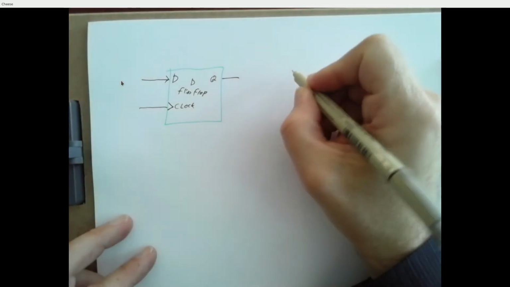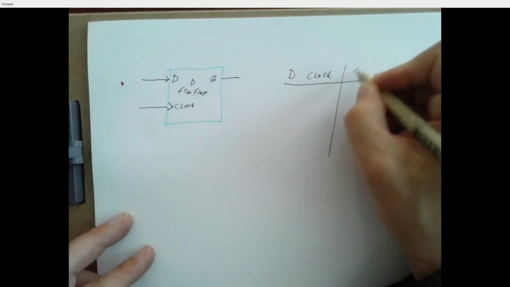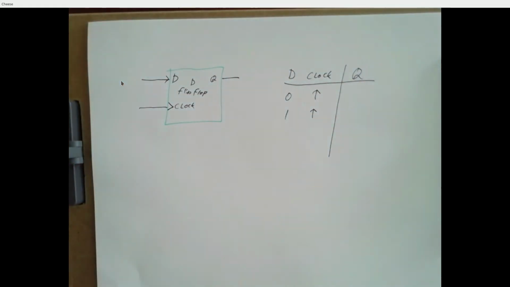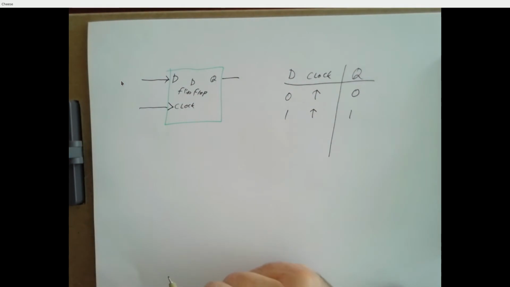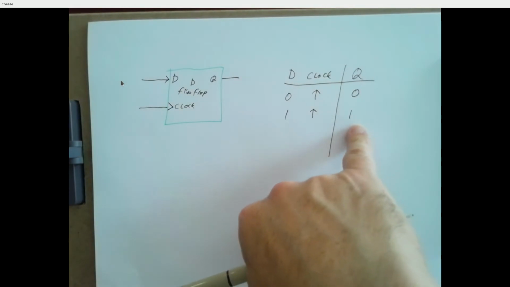So here's what the truth table looks like. And we're putting a new symbol into our truth table, this little arrow, which means when that input changes from a 0 to a 1. And in that case, the output becomes whatever the D input is. So if the clock is low, nothing changes. If the clock is high, nothing changes. But when it makes that transition from low to high, that's when D gets looked at and loaded into the flip-flop.